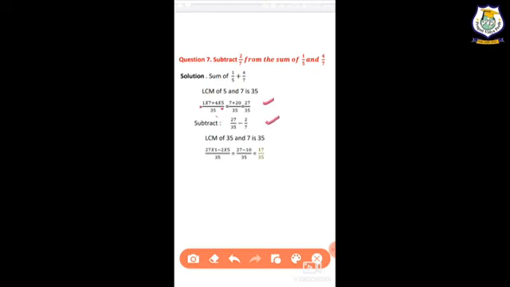Now we will have to subtract 2 by 7 from 27 by 35. The LCM of 35 and 7 is 35, because 35 is a multiple of 7. So I have written 35. 35 comes in the 35 table 1 time, so 27 is multiplied by 1. 35 comes in the 7 table 5 times, so 2 is multiplied by 5. Now 27 multiplied by 1 is 27, 2 multiplied by 5 is 10. So 27 minus 10 upon 35 is 17 upon 35. It means our answer is 17 upon 35.